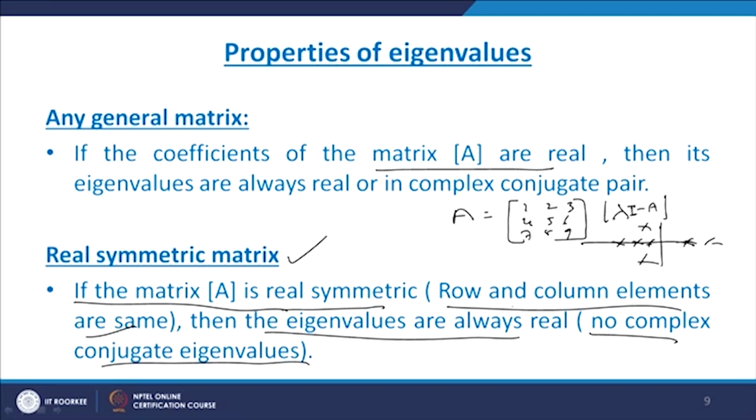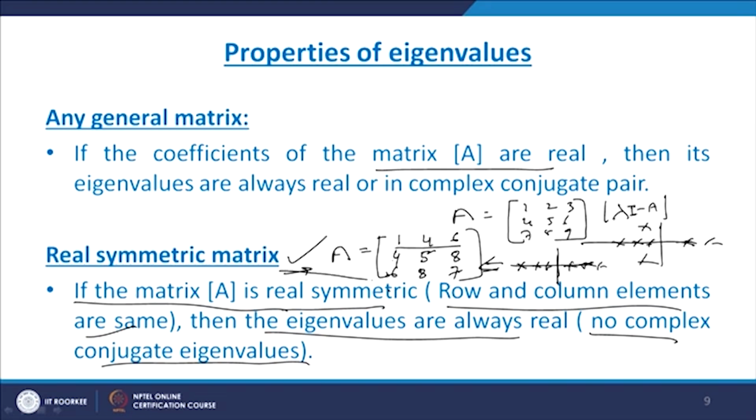For example, I write 1, 4, 6 as the row. Now I take the element 4, then 5, 8, then 6, 8, 7. See here: 1, 4, 6; 4, 5, 8; 6, 8, 7. The rows and columns are the same. So this is real symmetric, and in that case its eigenvalues lie on the real axis only.